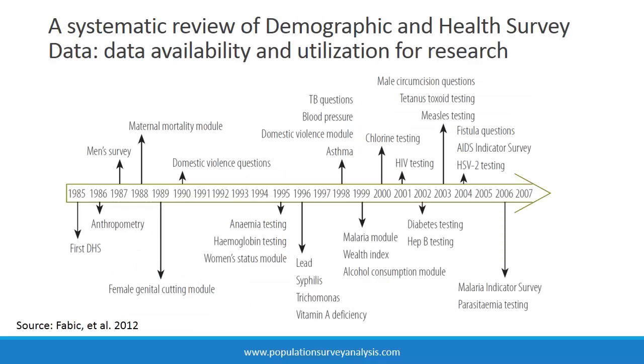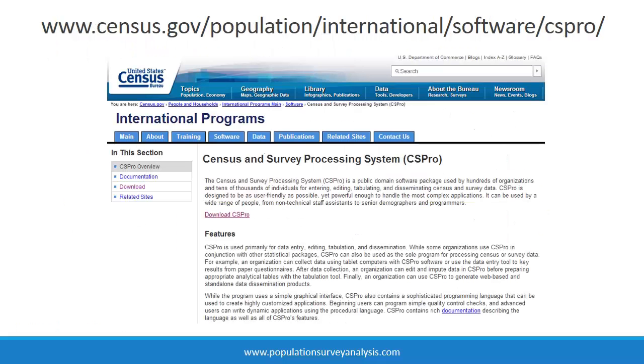See the article, A Systematic Review of Demographic and Health Surveys, Data Availability and Utilization for Research, by Madeleine Fabrique and colleagues, published in 2012, for a detailed timeline of when biomarkers and key questions were added to the questionnaires. Data from the questionnaires are double entered into CS Pro, a free survey data software by the U.S. Census, and discrepancies are investigated and resolved in country.